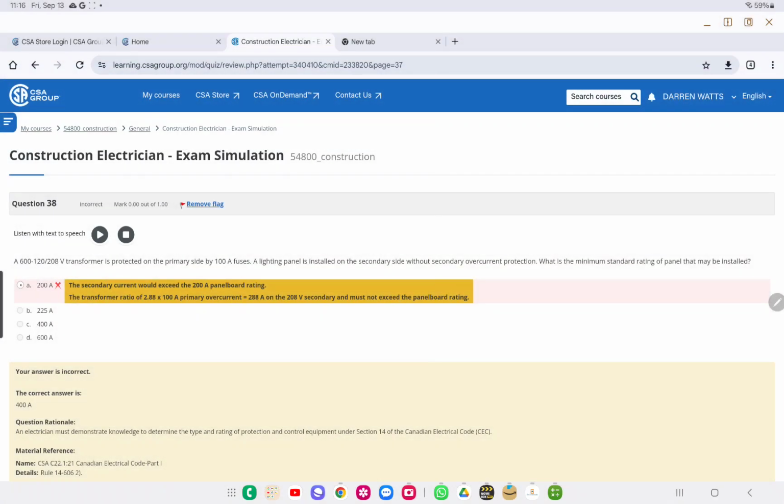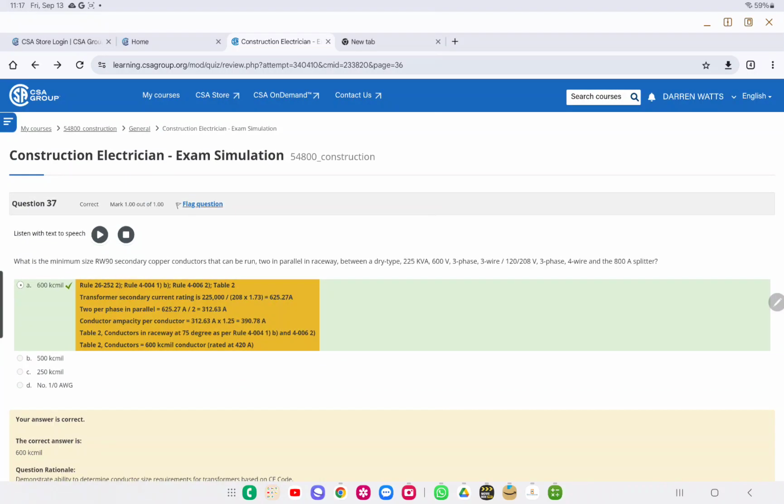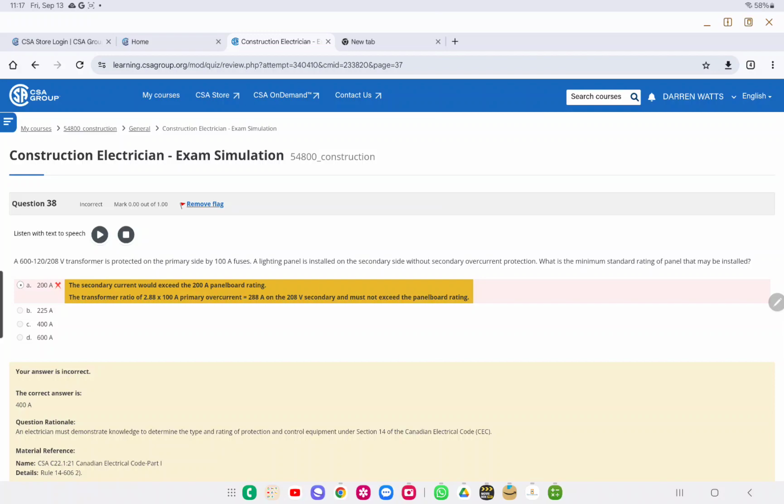Okay, a 600-208 transformer is protected on the primary side by a 100 amp fuse. A lighting panel is installed on the secondary side without secondary overcurrent protection. What is the minimum standard rating of panel that may be installed? Okay, so this question is not tricky. It's actually really easy.